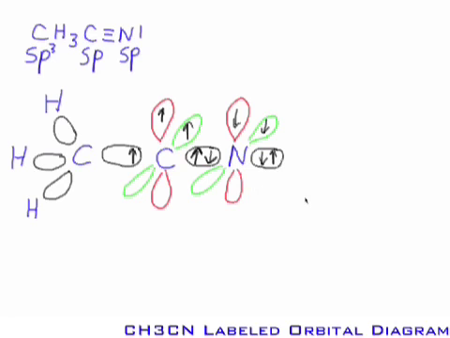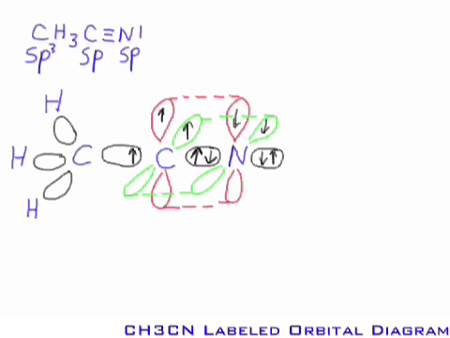Now, since we do have some side-to-side overlap, you usually draw it. I'm going to link up the red 2p's because they're touching each other side to side. And then I'll link up the green 2p's because they're touching side to side. Okay.